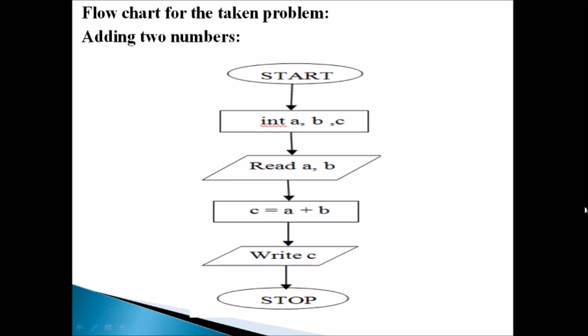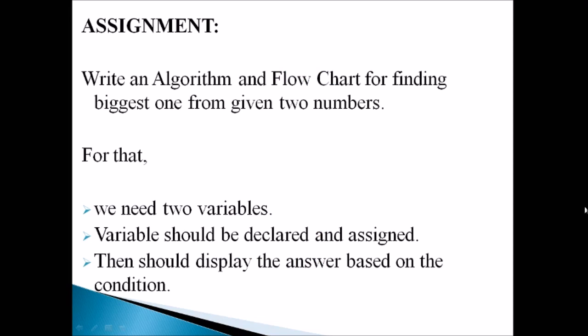Just we have seen the definition for flowchart, what symbols are used in the flowchart, and how we can derive a flowchart, right? So now I am going to give you an assignment. We have discussed the algorithm in the previous class. Today in this class we have seen about the flowchart, isn't it? Now you have to write an algorithm and draw the flowchart for finding the biggest one from given two numbers. I think you can understand the problem clearly.